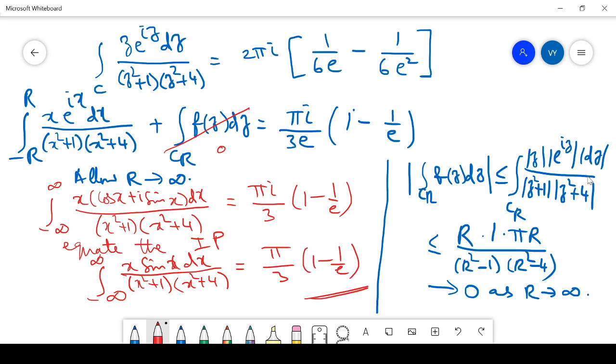So in this case, what you do is you replace x with z, take the contour as the semicircle in the upper half of the complex plane, use the residue theorem, and then according to the problem you equate either the real or imaginary parts, and that will give you the required solution.